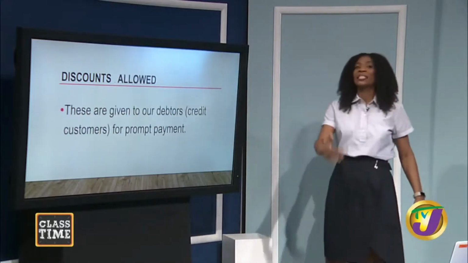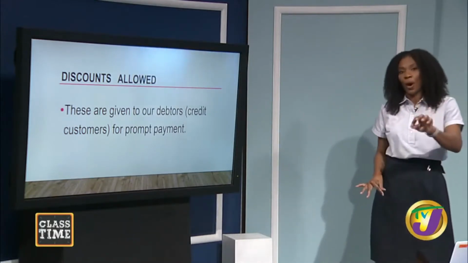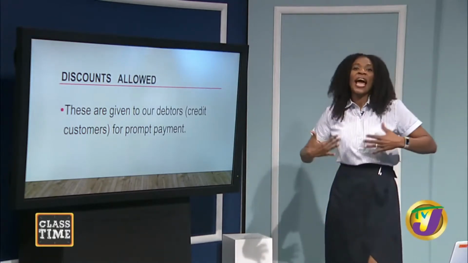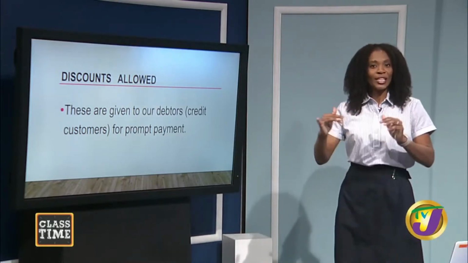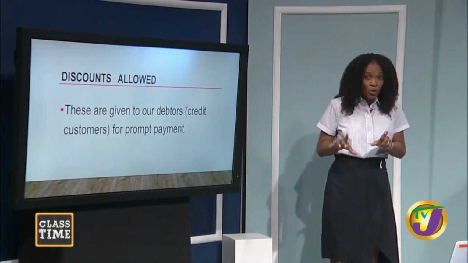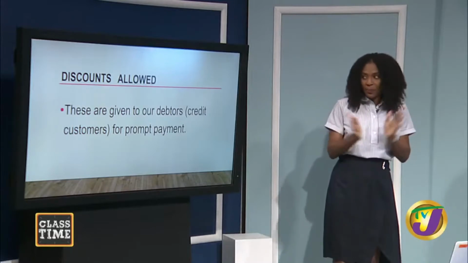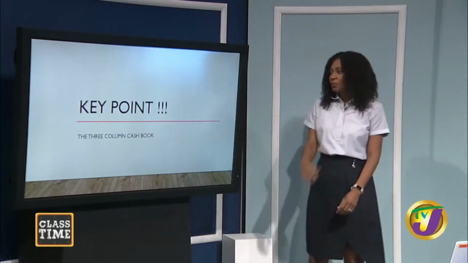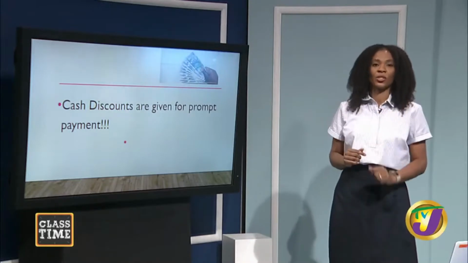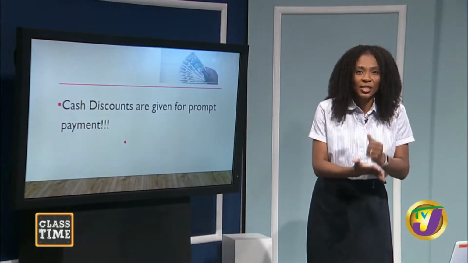The next one, of course, discount allowed. These are given to our debtors or our credit customers for prompt payment. Did Romy give Julie a discount? Yes, he allowed her a discount. So that is known as discount allowed. I hope you're zeroing in, and I hope you have your paper, your cash book sheet before you, a clean soft eraser, your pen, your pencil, and you're taking your notes. All right. Now, what's the key point emanating from this? Cash discounts are given for prompt payment, students. When you pay on time, within a specified period, you get your cash discount.